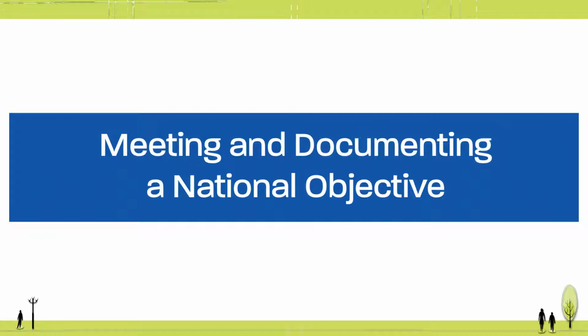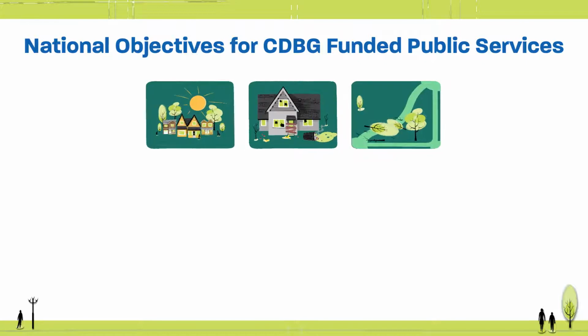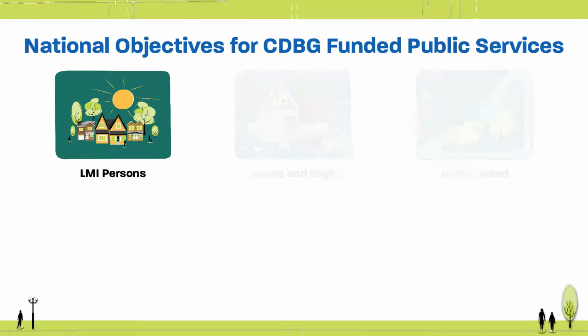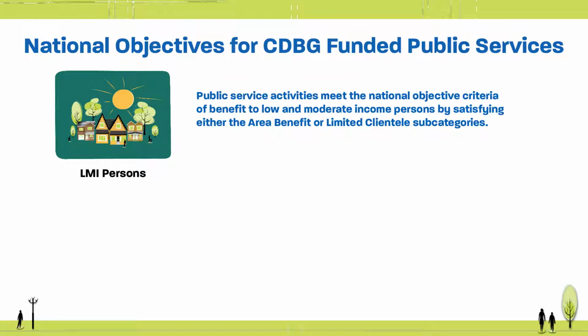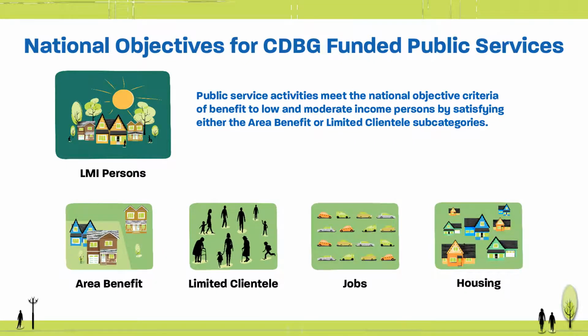In this section, we will discuss the different ways public services activities can meet the different national objectives and how to document that you've met one. There are 3 CDBG national objectives: benefit to low and moderate income persons, prevention and elimination of slums and blight, and urgent need. In many cases, public services activities meet the national objective criteria of benefit to low and moderate income persons by satisfying either the area benefit or limited clientele subcategories. There are 2 other subcategories: jobs and housing, but these rarely apply to public services.